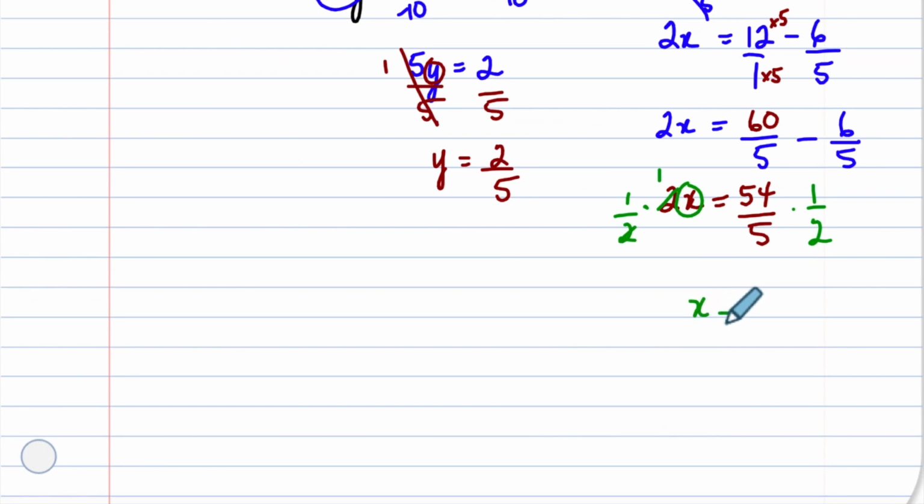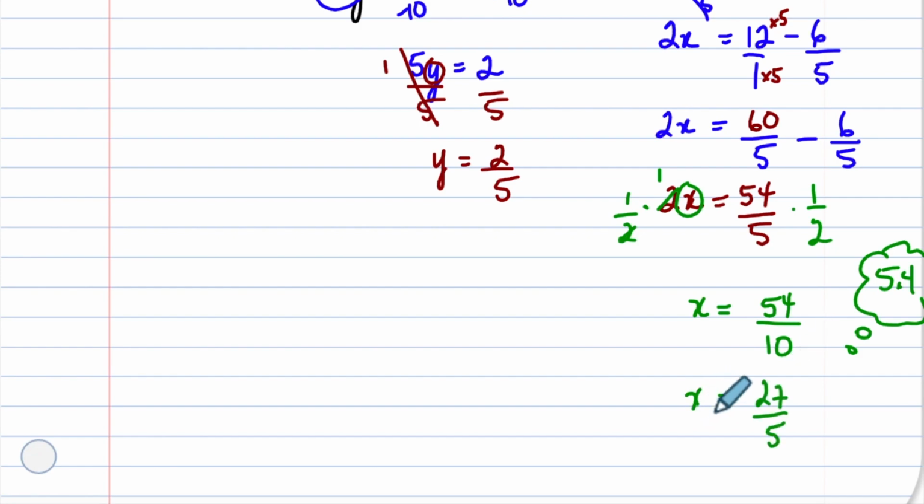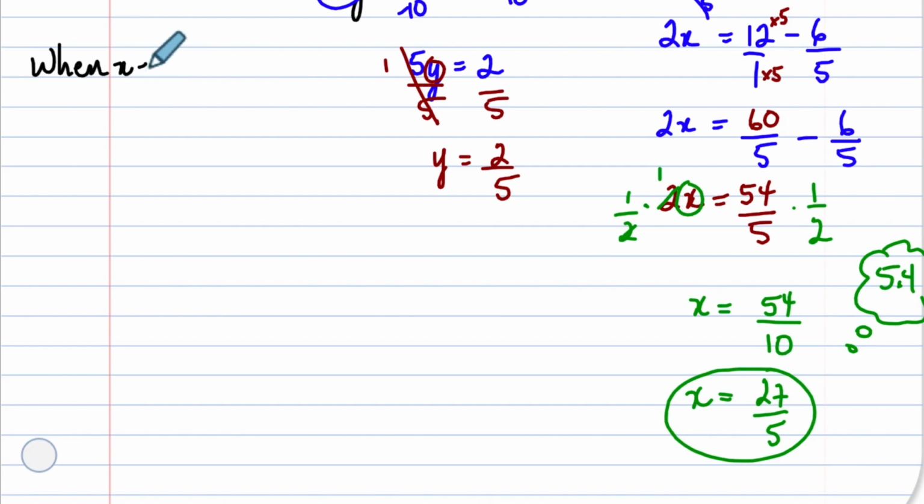Our x value then is 54 divided by 10. That is 5.4, but we'll reduce this improper fraction. X is 27 over 5. We need to use that value for x to find out y. When x is 27 over 5, what is y?